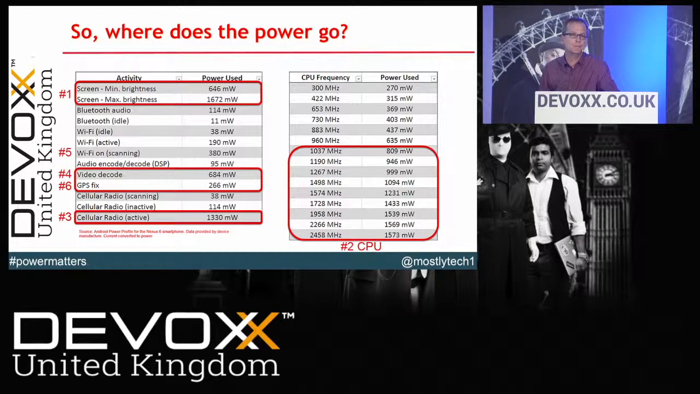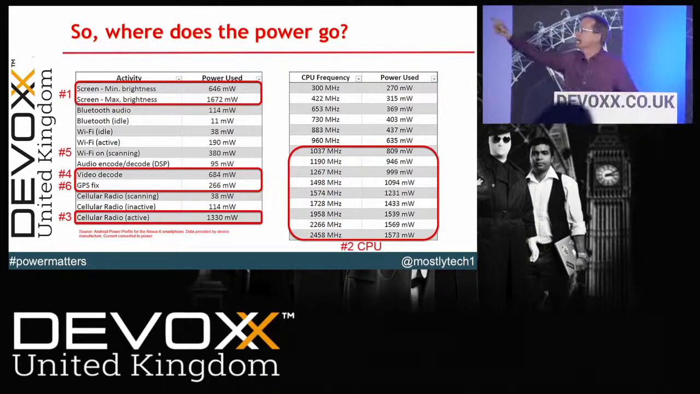So where does the power go? What's the number one biggest consumer of power in a mobile device? It doesn't matter what kind of device, it's always your screen. You can see here on maximum brightness, about 1,600 milliwatts, that's 1.6 watts. Significant amount of power being consumed.